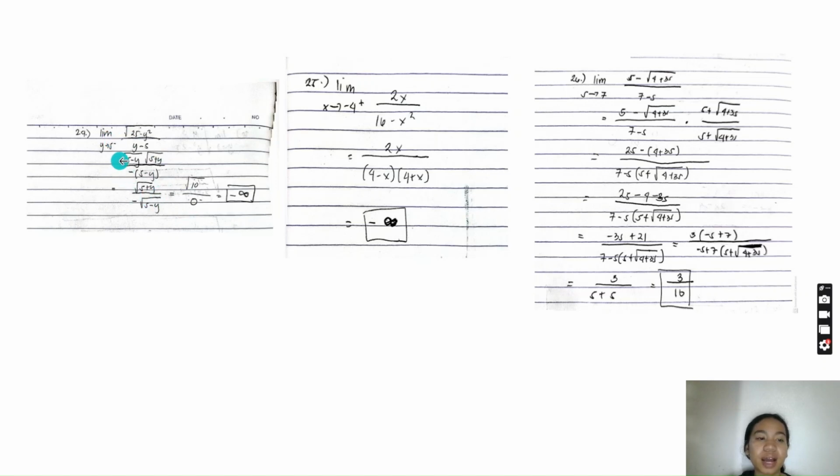Our number 24 here, we have the limit of the square root of 25 minus y squared all over y minus 5 as y approaches 5 from the left. So 25 minus y squared can be factored as the square root of 5 minus y times the quantity of the square root of 5 plus y, all over negative 5 minus y, since y minus 5 can be written in this form for us to have something to cancel.